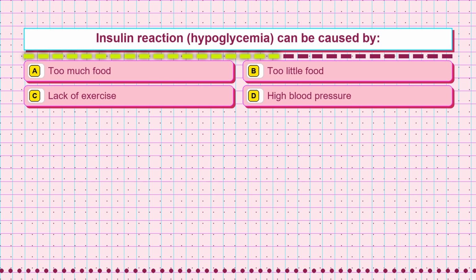Question 47. Insulin reaction, hypoglycemia, can be caused by: Option A, too much food. Option B, too little food. Option C, lack of exercise. Option D, high blood pressure.